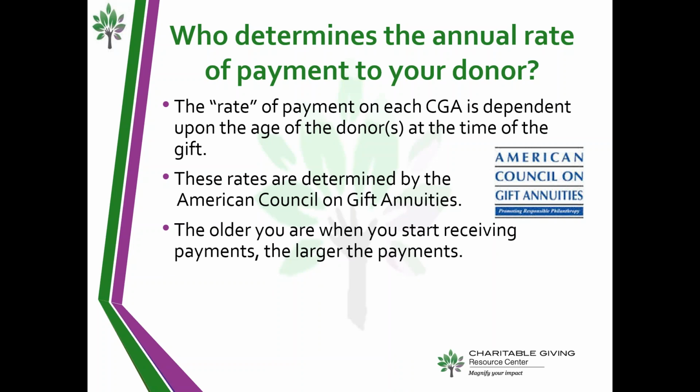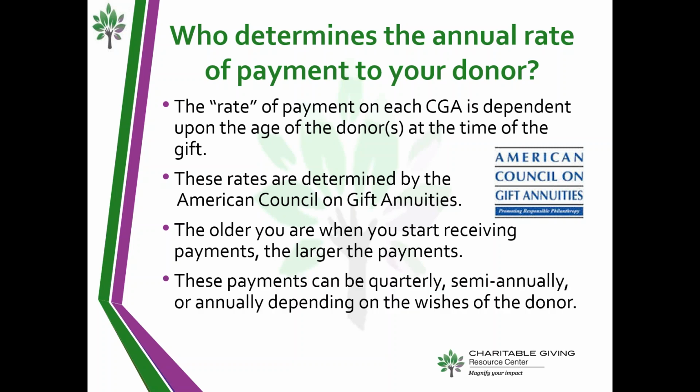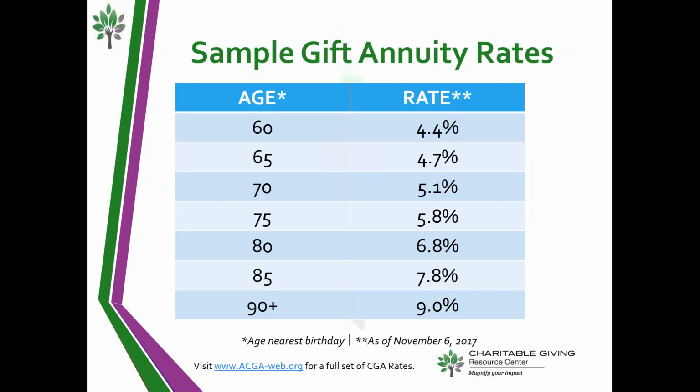The older you are as a gift annuitant when you start receiving payments, of course, the larger the payments, because the shorter your life expectancy, and we'll show you an example of that shortly. And those payments can be quarterly, semi-annually, or annually, depending on the wishes of the donor. But once you start with a particular mode, you cannot change it. Most people do quarterly. So here is an example of these gift annuity rates as of last November from the American Council on Gift Annuities.